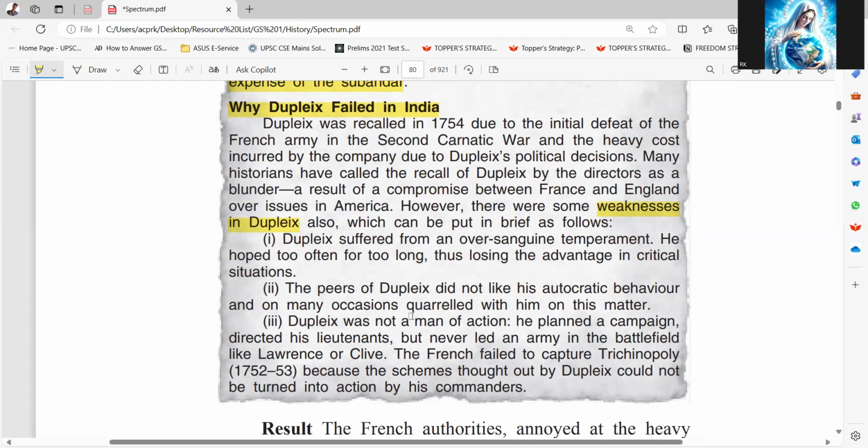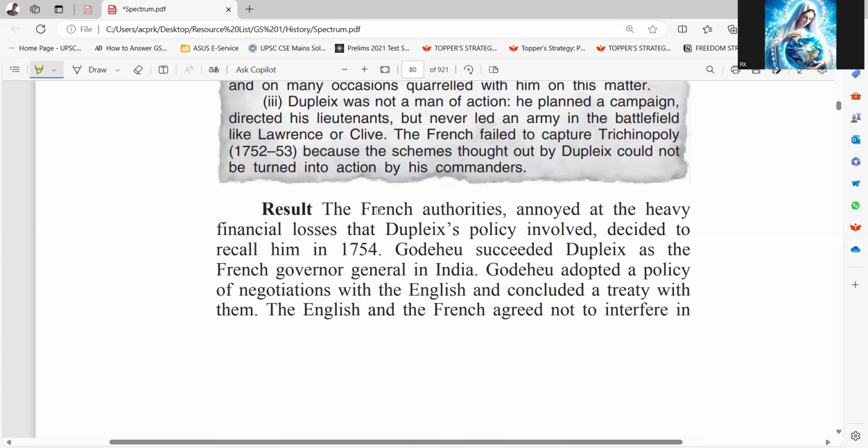Dupleix was not a man of action. He planned a campaign, directed his lieutenants, but never led an army in the battlefield like Lawrence or Clive. The French failed to capture Trichinopoli because the schemes thought out by Dupleix could not be turned into action by his commanders. Result: the French authorities, annoyed at the heavy financial losses that Dupleix's policy involved, decided to recall him in 1754.